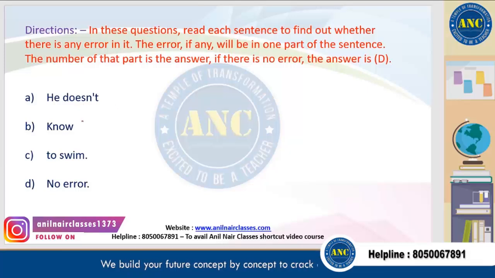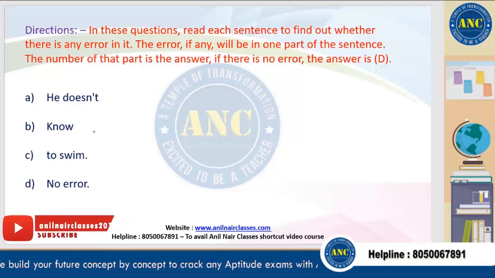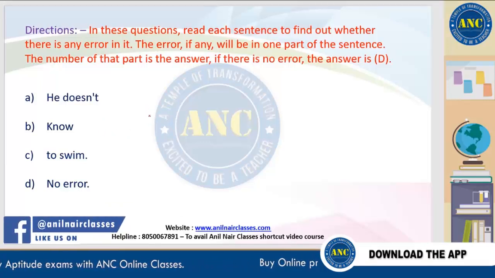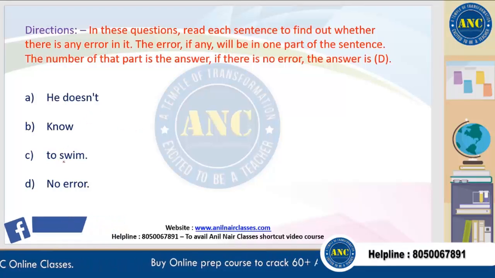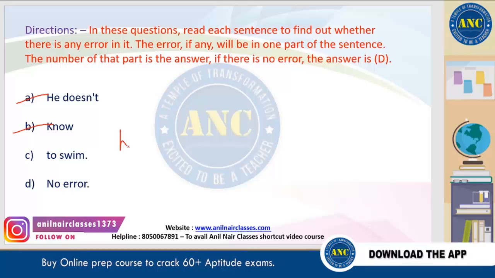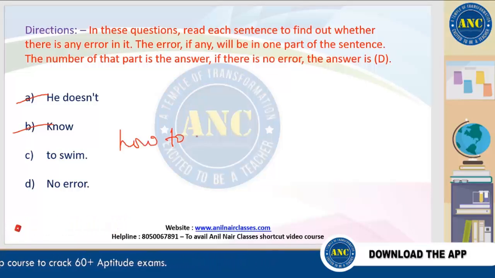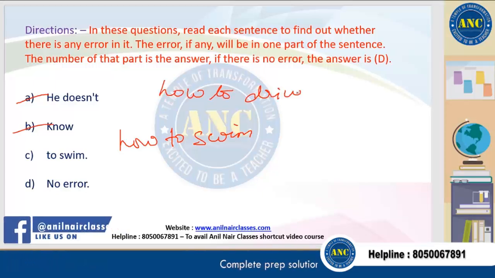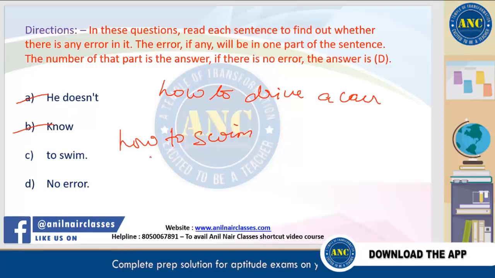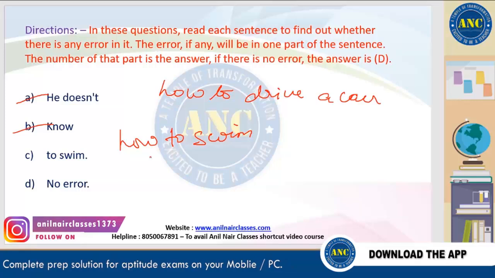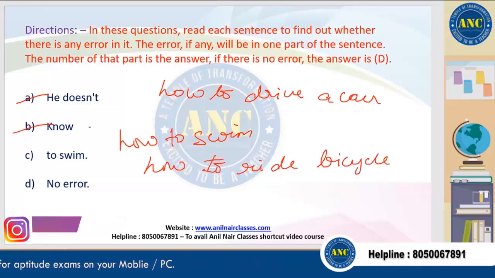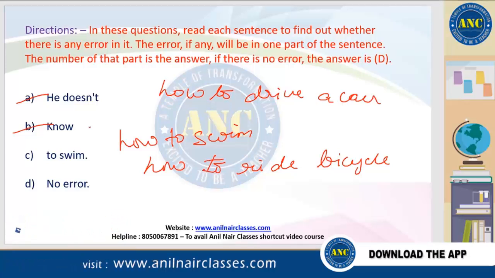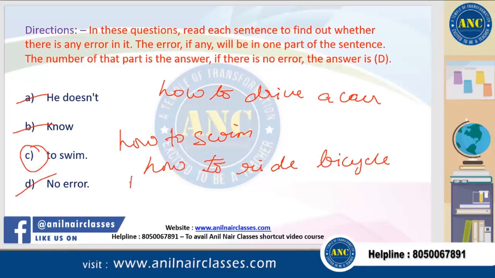Move to the next question. He doesn't know to swim. So what's the error in this? He doesn't know to swim. We never say like this. That is the register error or a diction error. We never say he doesn't know to swim. He doesn't know how to swim. He doesn't know how to drive a car. He doesn't know how to ride a bicycle. So you will never say he doesn't know to swim, to drive a car, to ride a bicycle. You have to put how. So that's the error, C. We'll get rid of D also and our answer is C.